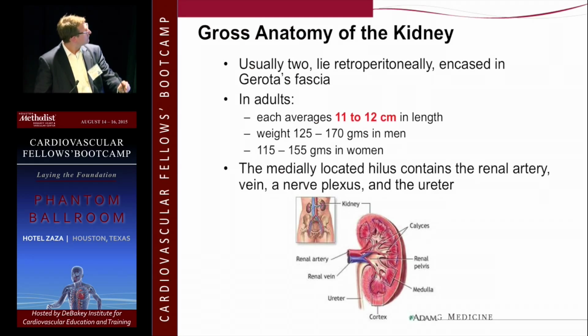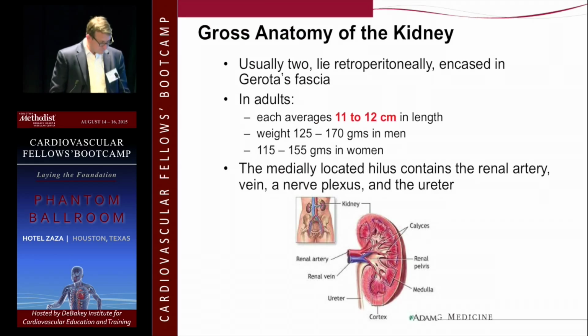So, as many of you know, the gross anatomy of the kidney: there's two of them most of the time. And they're about 11 to 12 centimeters in length, which is an important thing to know because you'll have many scans, incidentally, where renal artery disease is picked up because of discrepancy in size of the kidneys. And, of course, the hilum of the kidney is really where things are at, and it involves the renal artery, the vein, the nerve plexus, and the beginning of the collecting system in the ureter.